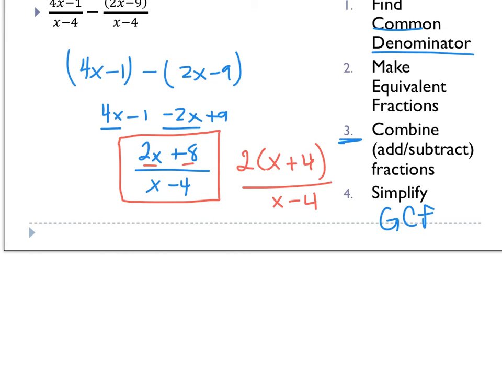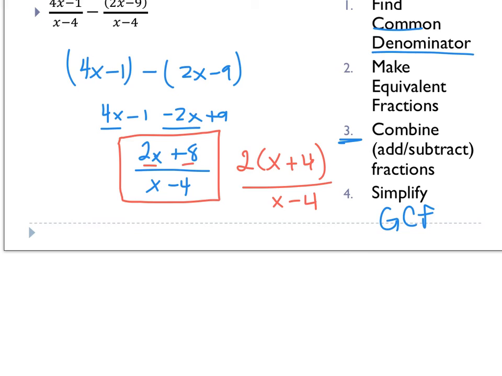Now I want to make sure I check that I don't have anything that may or may not cancel out. Obviously x plus 4 is not x minus 4. If those were both the same, then I could cancel them out and I would just have a fraction left over of 2. But since these have different signs, there's nothing I can do with that. I need to make sure that I always completely factor my numerator and my denominator and get rid of any unnecessary fractions or terms.